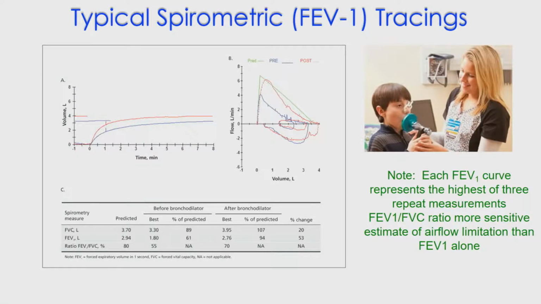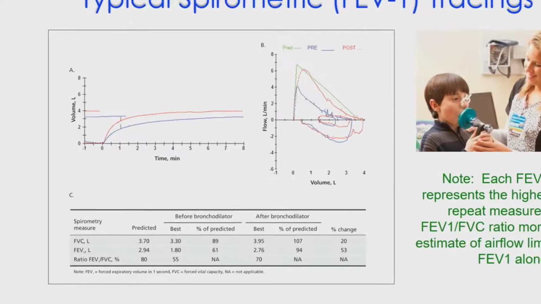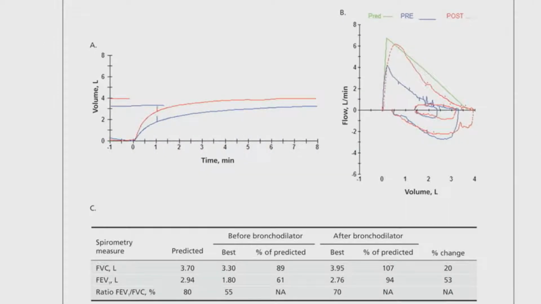This is a typical spirometric tracing. In this tracing, the blue line is the pre-bronchodilator flow, and the red line is the post-bronchodilator flow. You can see that the blue line looks a little scooped in the middle. It is a little concave, and this is typical of asthma. Post-bronchodilator, the curve changes in shape and increases in size tremendously.